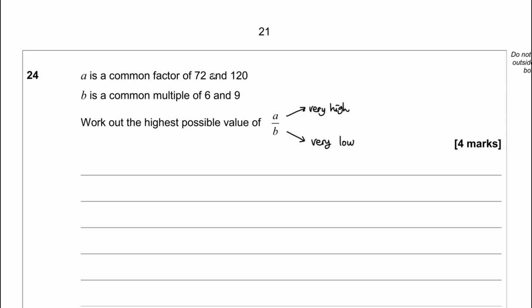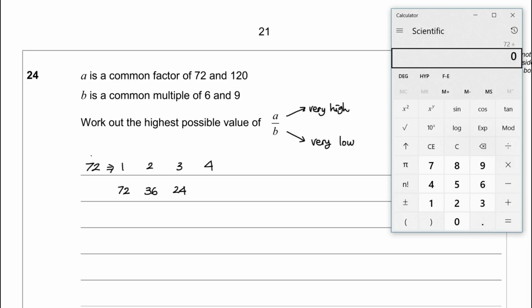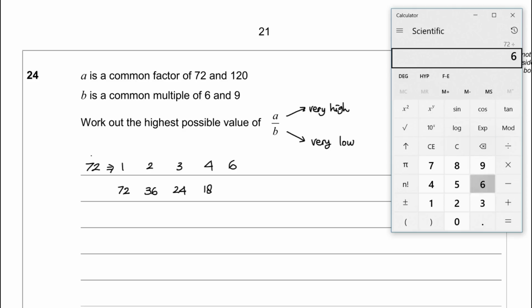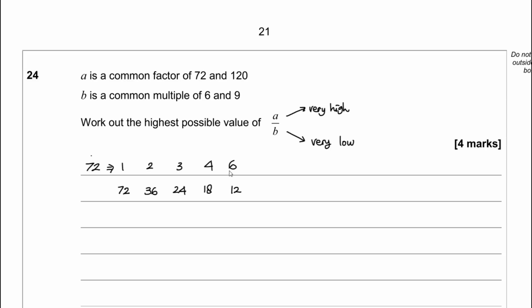Now A is a common factor of 72 and 120. Let's make our list of factors of 72. So if I divide by 1, I get 72 itself. It's very obvious. Now if I divide by 2, I'll get 36. What if I divide by 3? 72 divided by 3 is 24. What if I divide by 4? Now I think I need a calculator. 72 divided by 4 is 18. What about 5? I think we need to skip 5. What about 6? 72 divided by 6 should be 12. Yes, it is.